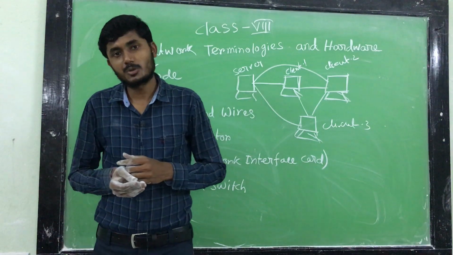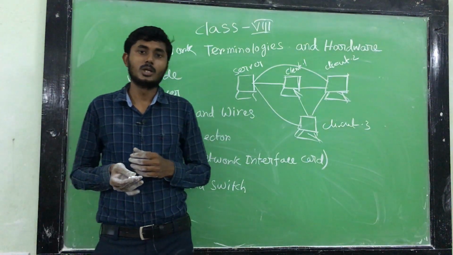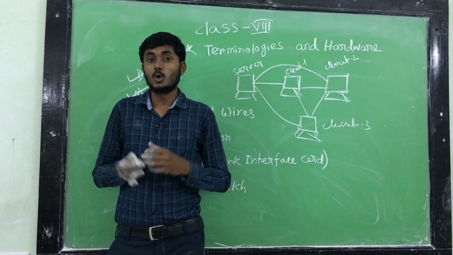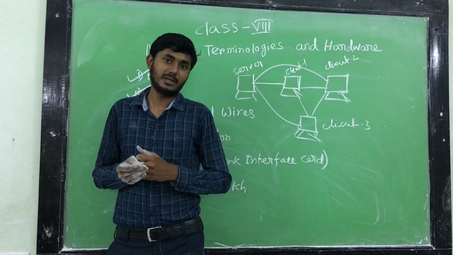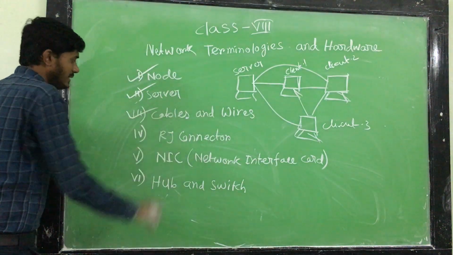So what are the examples of cables and wires? Examples are twisted pair cable, coaxial cable, fiber optic cable. Clear? And so on. So cables and wires.